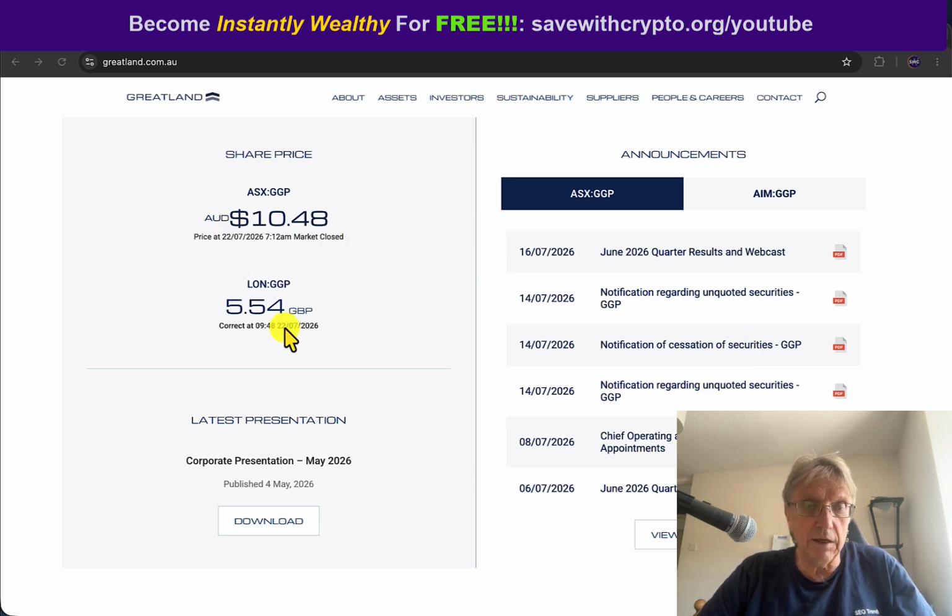In the UK, you can trade it on the London Stock Exchange. I do that on Trading 212, which is the ticker GGP. And there's also this ASX, I assume that's some sort of Australian one. So the current price is given here as of today at 9.48, that was a few hours ago, £5.54. Okay, let's take a look at that on TradingView.